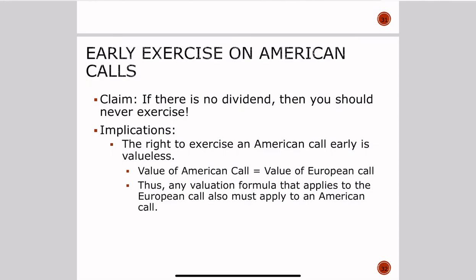Now, the third implication, which is a very important one. If you will never exercise an American call early before its expiration, this implies the right to exercise early is worthless, because you will never want to use this right. So this right to exercise early has no value. What's the implication here? The value of an American call without dividend equals the value of a European call without dividend.